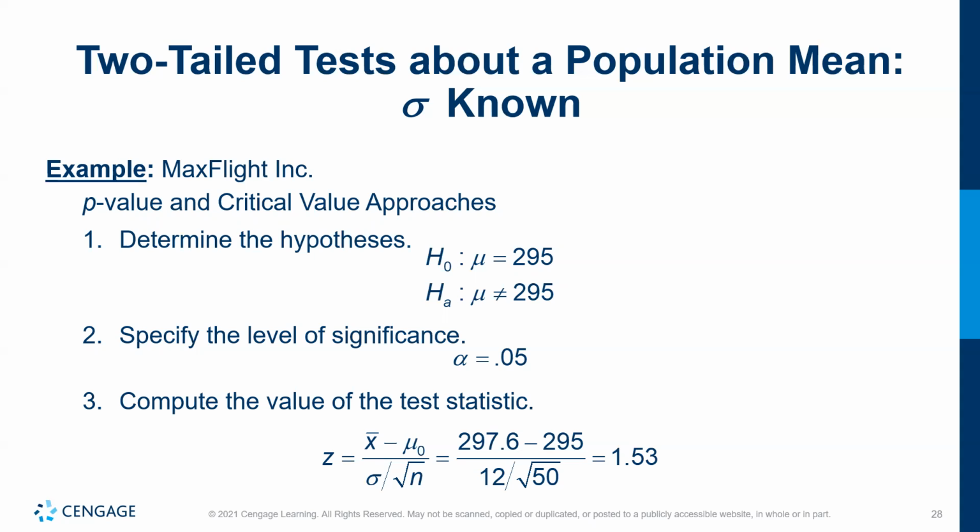And then we're going to compute the test statistic, which again is the mean of the sample minus the hypothesized amount, or the goal, in this case 295, over the population standard deviation divided by the square root of n, and that gives us a test statistic of 1.53. In other words, our mean from our sample came out to be 1.53 standard deviations above what we hypothesized it would. Okay.